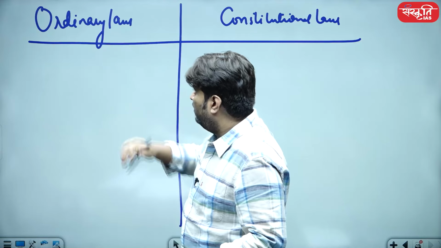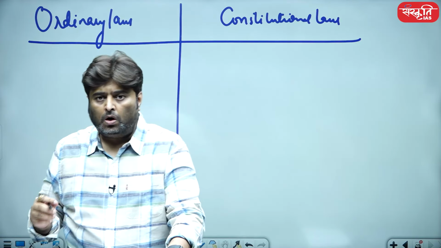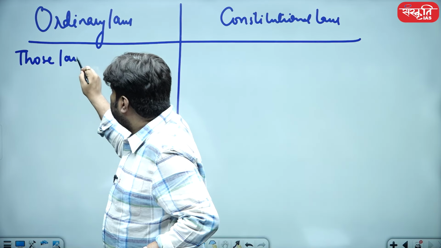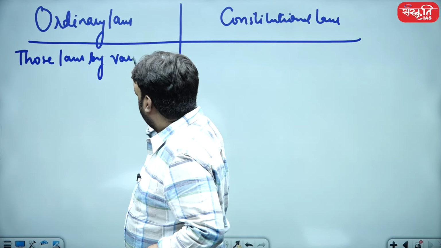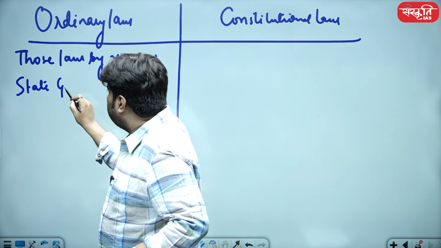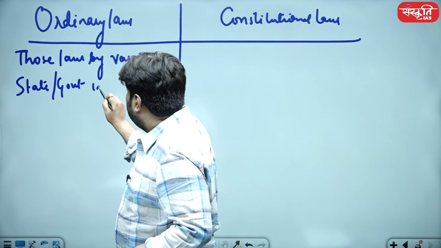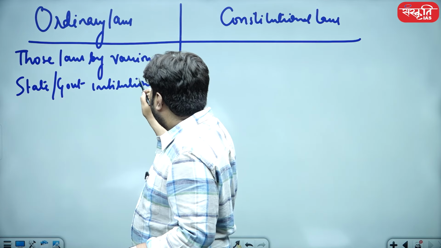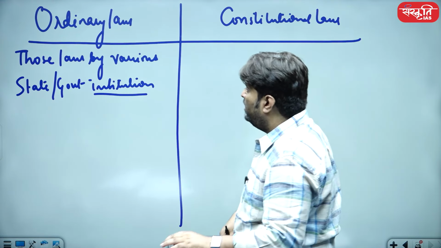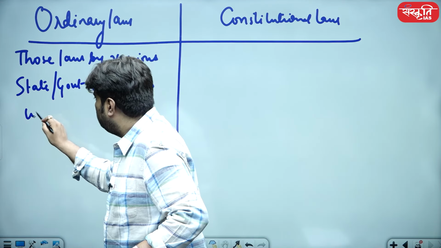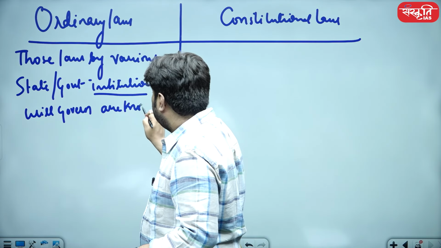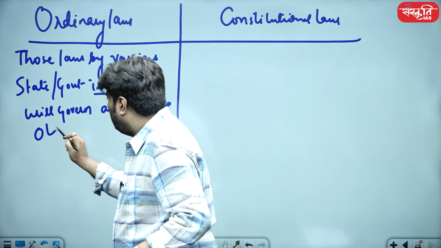And on the other hand, now write the definition of ordinary law. Those laws by which various state government institutions will govern the state or government institutions will govern. स्टेट को काम करने के लिए कुछ लॉ बनाए जाएंगे ना, तो दोज लॉ बाय विच वेरियस स्टेट और गवर्नमेंट इंस्टीट्यूशन विल गवर्न are known as ordinary law.